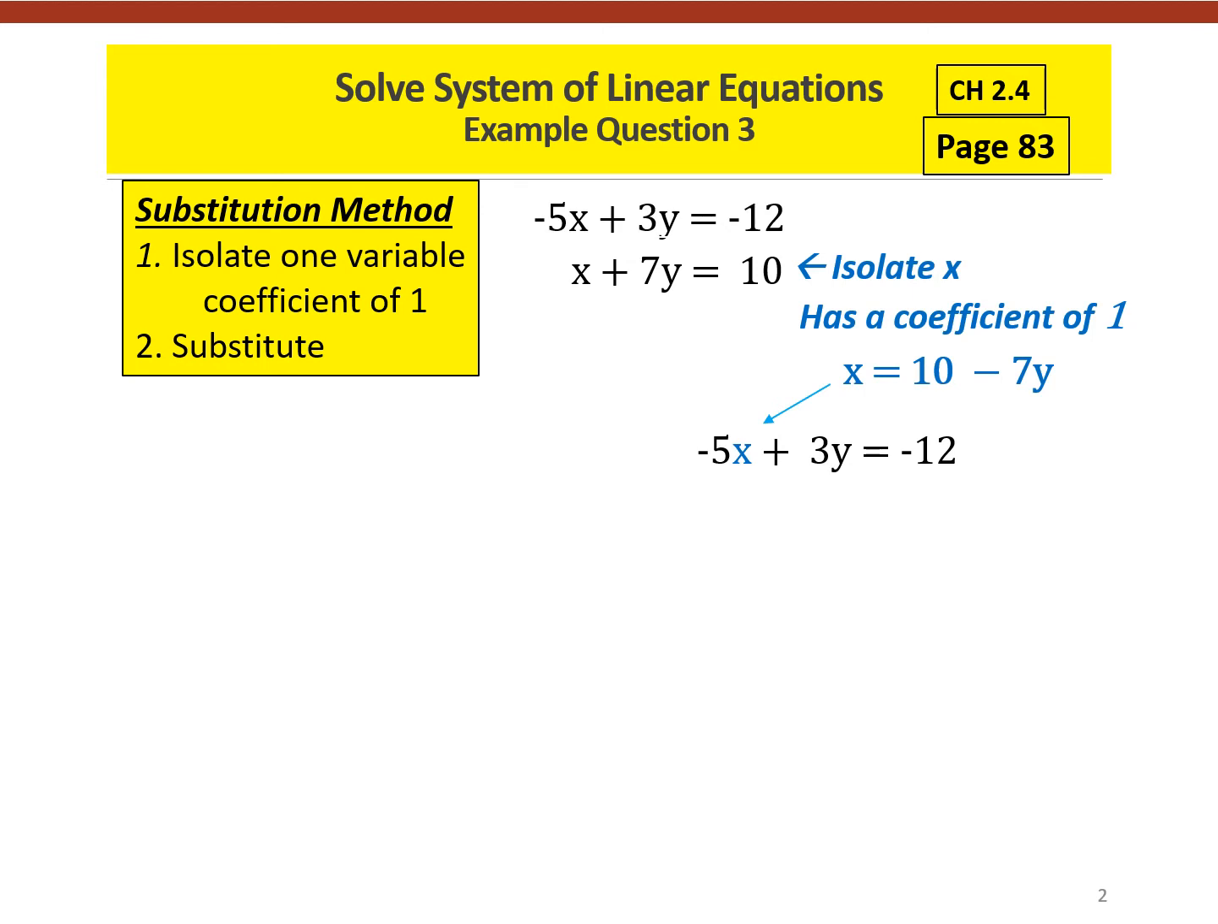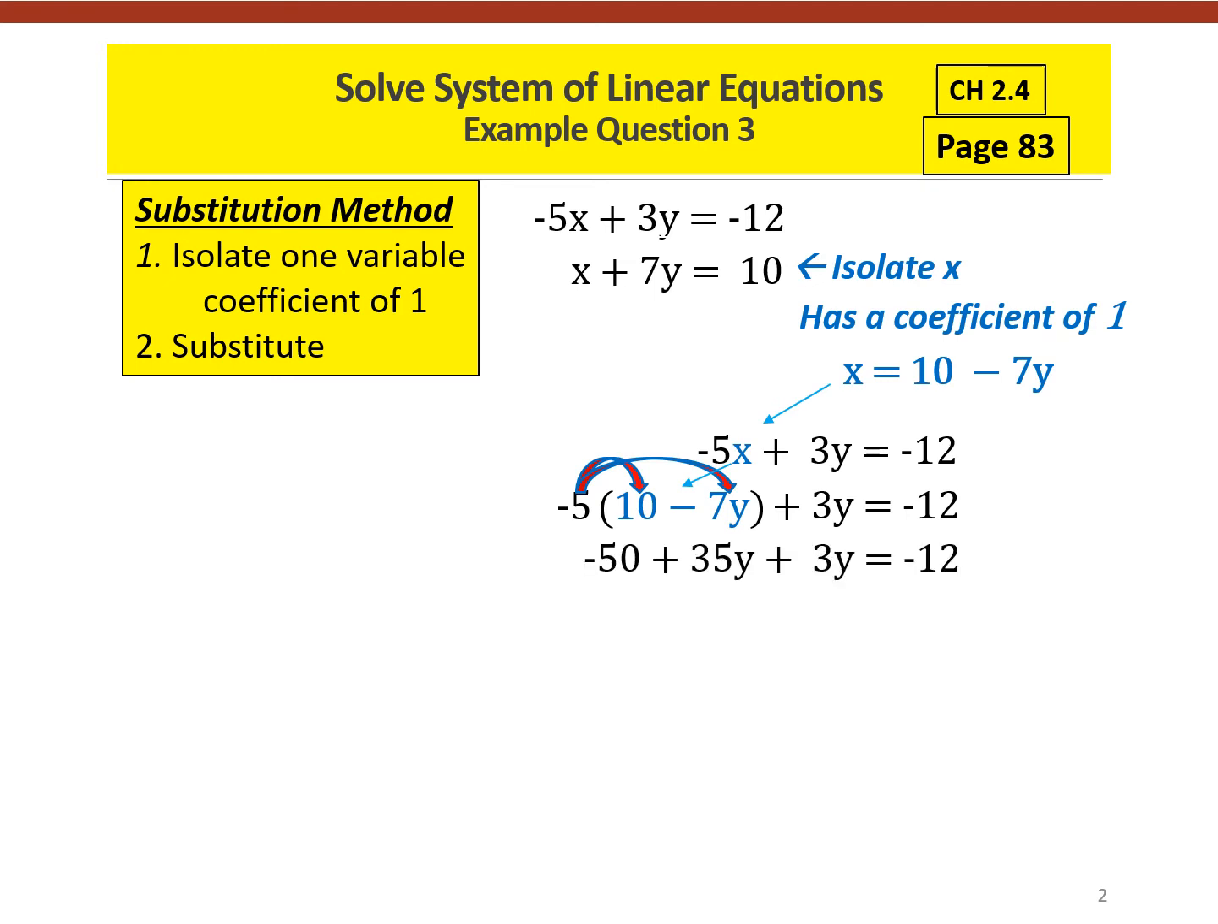Now the negative 5 is multiplying the x, so it's going to multiply the 10 minus the 7y. We're still going to write the plus 3y equals negative 12. Don't forget that. Using the distributive property, we're going to multiply the negative 5, and then combine like terms and solve for y, and we get y equals 1.